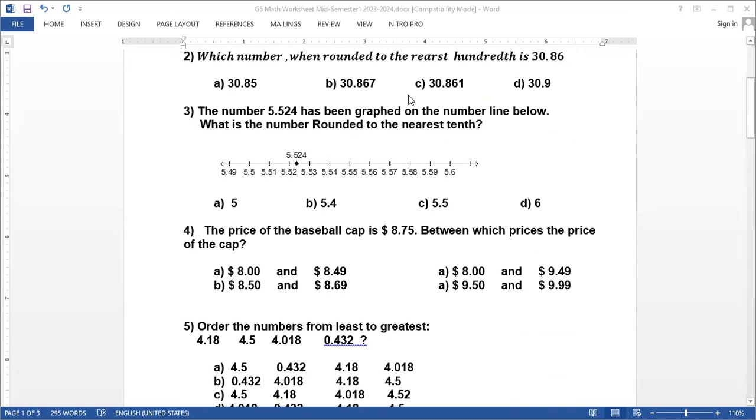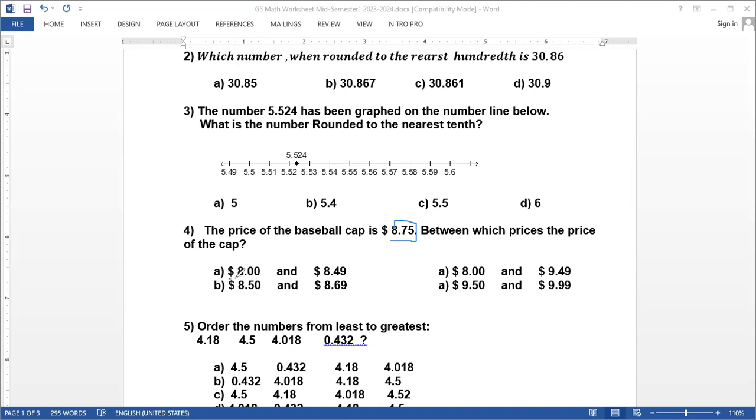Question number 4. The price of the baseball cap is $8.75. Between which prices is the price of the cap? So I want a number less than this number and a number bigger than this number because I want this number to fall between them.